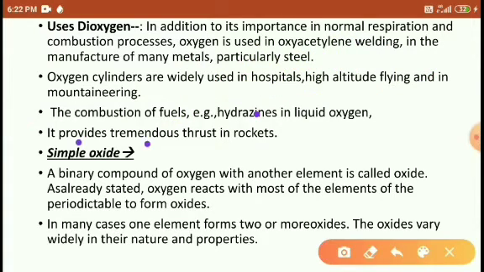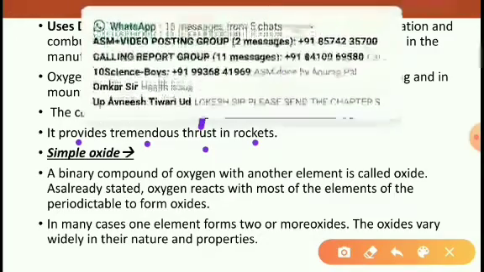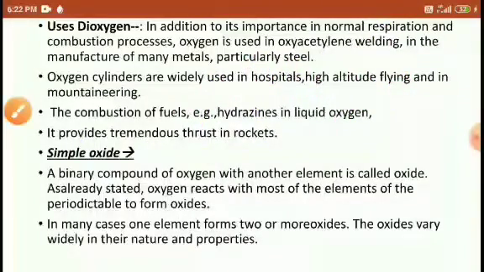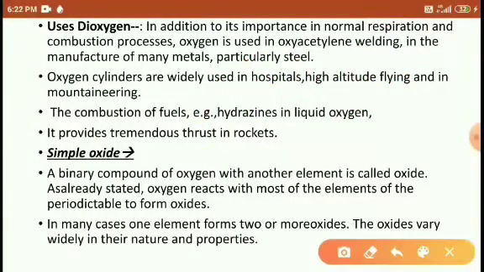It provides tremendous thrust. Thrust means the thrust in a rocket. The liquid and oxygen are helpful to push the rocket in an upward direction. Right, students? So next is the simple oxide.